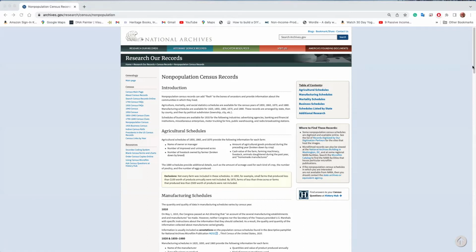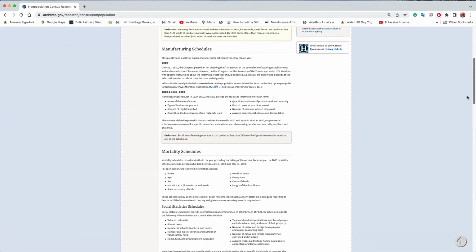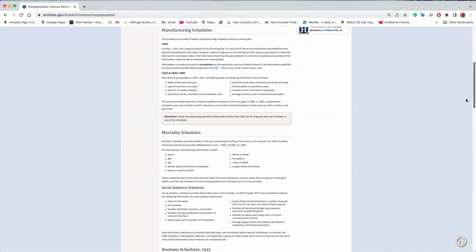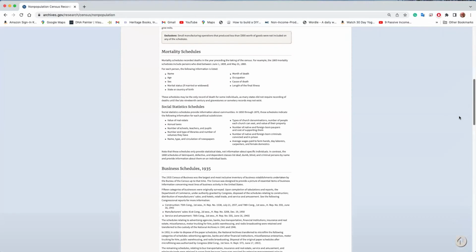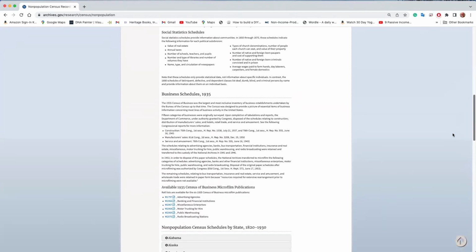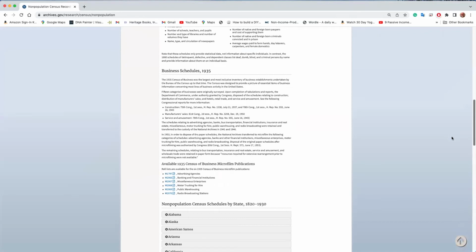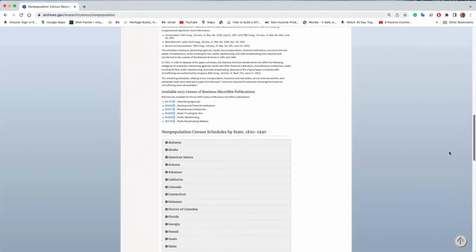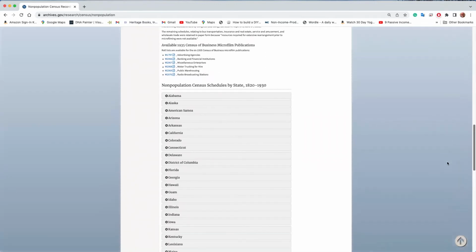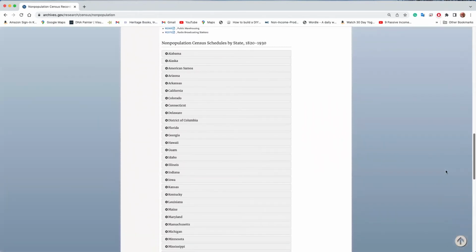We can see the years that there were. And we at Heritage Books have published some of these for various states, many of them for 1850 and 1860 and some for 1870. Not all of them, of course. Some of them are on Ancestry. The manufacturing schedules for 1810, 1820, and then 1850 to 1880. Then the mortality schedules. And then business schedules, that's 1935. But you want to go down to the list at the bottom, which is by state.